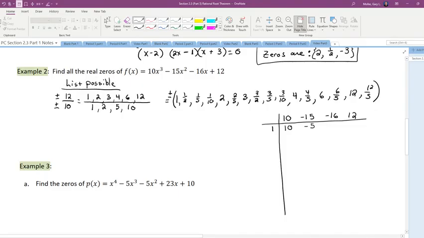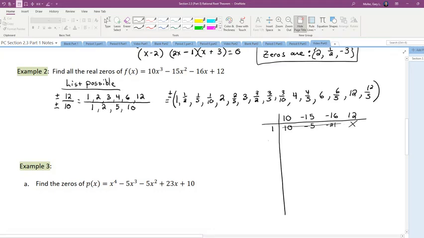1 times negative 5 is negative 5. Add that, I get negative 21. 1 times negative 21, when I combine it with 12, clearly isn't going to equal 0. So I know that 1 is not one of my answers. So what's the benefit here? The benefit is now I can just sort of scratch this line out and I can keep going.